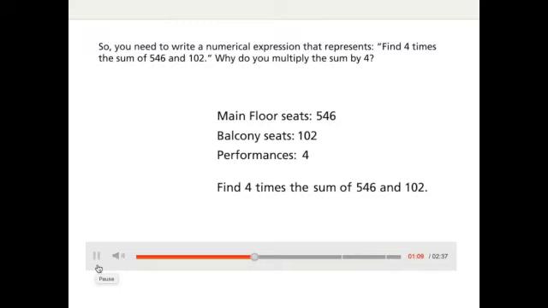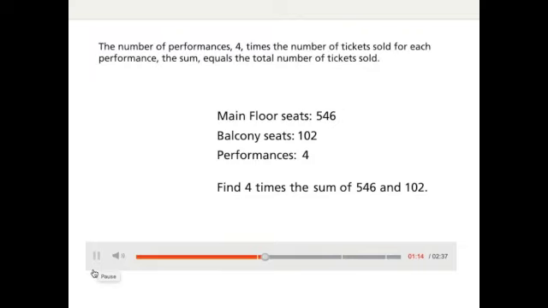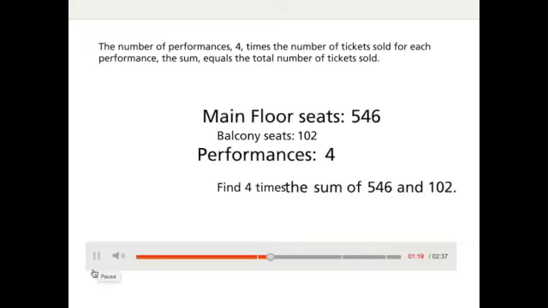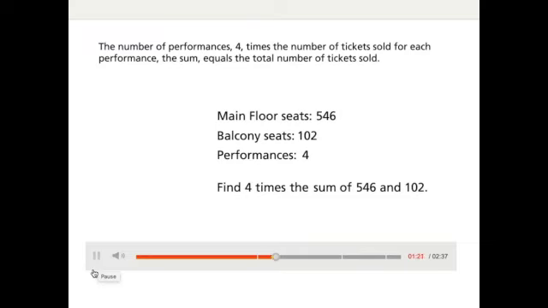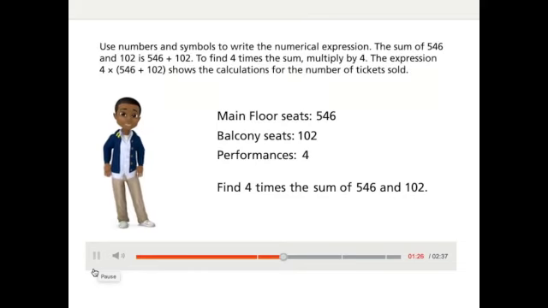Why do you multiply the sum by 4? The number of performances, 4, times the number of tickets sold for each performance, the sum, equals the total number of tickets sold. Use numbers and symbols to write the numerical expression. The sum of 546 and 102 is 546 plus 102. To find 4 times the sum, multiply by 4.